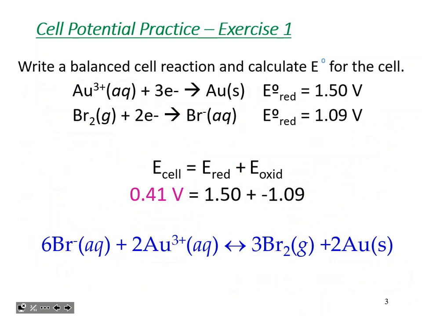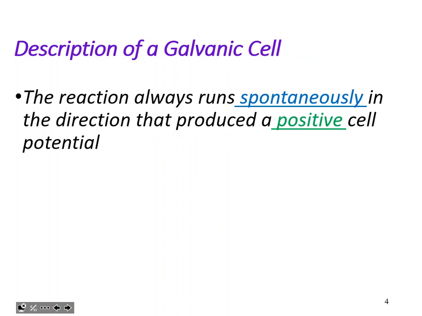So there we have it. All right, description of the galvanic cell. The reaction always runs spontaneously in a direction that produces a positive cell potential. So when we say positive cell potential, we're talking about the E cell here. That's what we're referring to, positive cell potential. And when we say spontaneously, the better term probably would be thermodynamically favored. That's what we want to say as well, that for a galvanic cell, it needs to be thermodynamically favored and have a positive E cell. So that's the basic description of the galvanic cell.